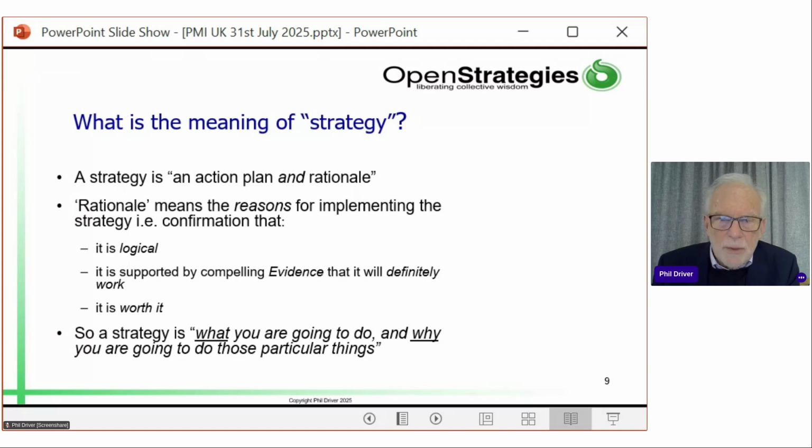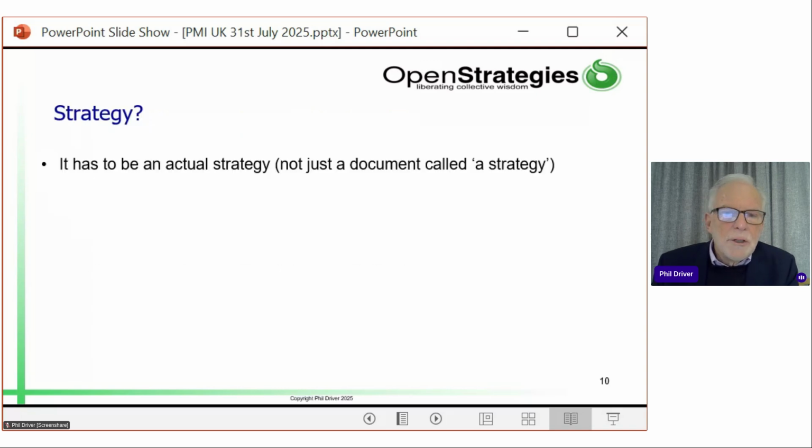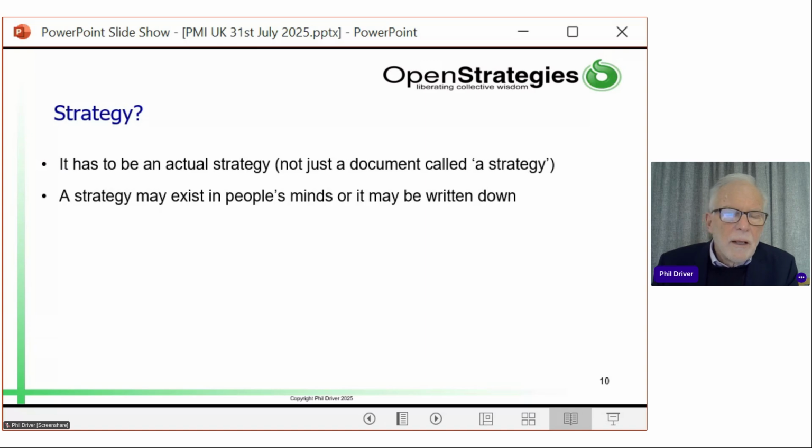That's plain language that people can understand, and that's what will be the focus of this presentation, keeping everything as simple as I possibly can. So strategy. If you're going to have a strategy, it's got to be an actual strategy, not just a document that's called a strategy. And I would say 3/4 of the documents I've seen that are labeled strategy are not actually strategies. They're wish lists.